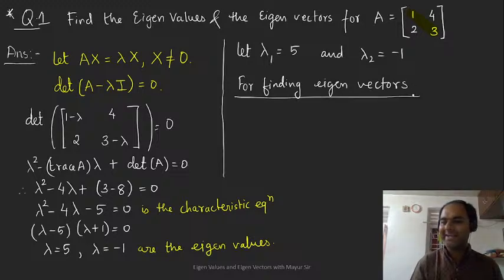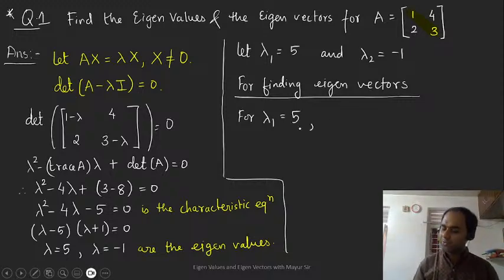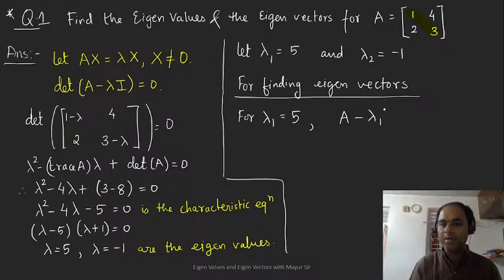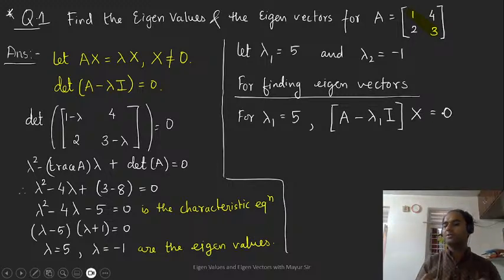Okay, this is the heading we give, and then we start finding the eigenvectors. So for lambda 1 equal to 5, what are we supposed to do? We first write A minus lambda 1 I times X equal to 0. This is what we write.